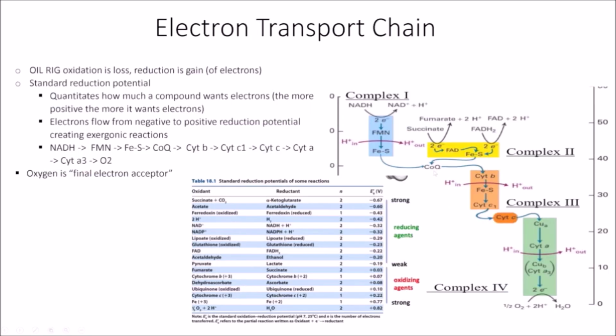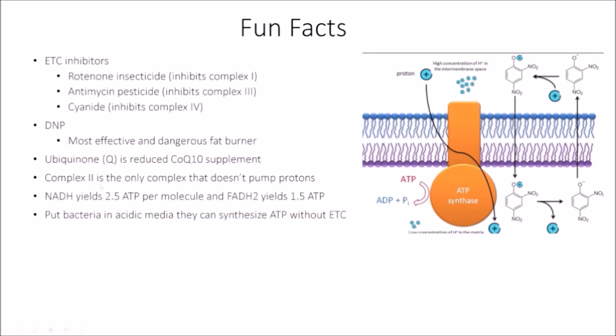So if you go back, CoQ10 here is what passes electrons onto complex 3. And that's what you're taking in supplement form. Complex 2 is the only complex that doesn't pump protons. NADH is more efficient and yields more ATP per molecule than FADH2 does. Finally, one of the ways that they proved that this electron transport chain was how ATP was produced was they put bacteria in acidic media. So there's a bunch of protons floating around in the solution, and they were able to produce ATP even without the electron transport chain creating that proton gradient.